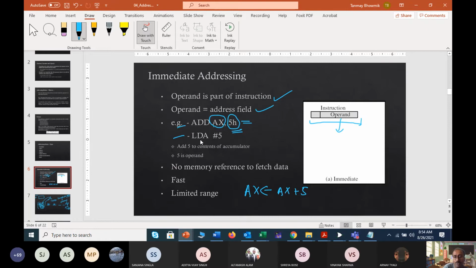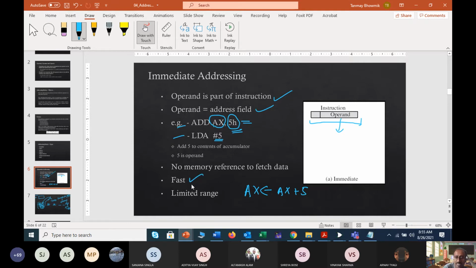The same type of addressing you can see in LDA #5. It is load data into accumulator. Which data? 5. Here obviously 5 is an operand. So the operand is itself in the address field. This is the structure of the instruction: the operand is a part of your instruction. No separate memory location is used, and that is why it is fast.